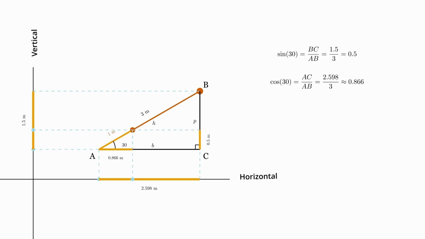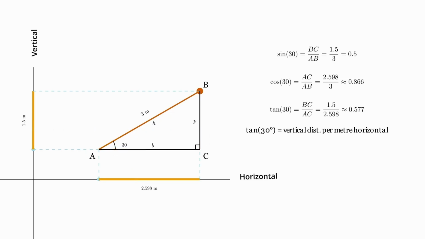Now let's look at tangent. Tangent 30 degrees equals BC divided by AC. But this time, something is different. In sine and cosine, we compared the projected distances with the actual motion AB. But in tangent, the hypotenuse completely disappears. Now we are directly comparing the two projections themselves. Let's understand what that means physically.